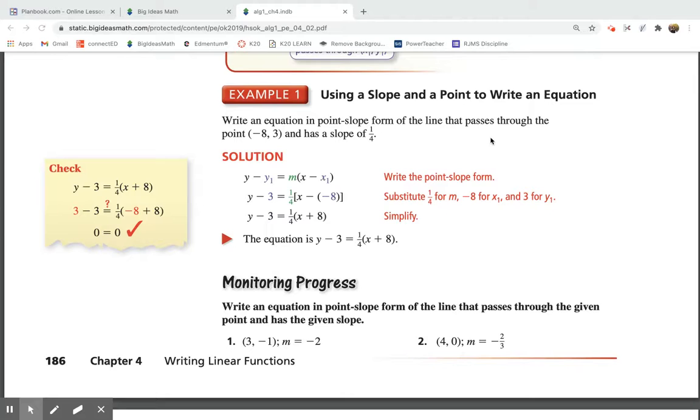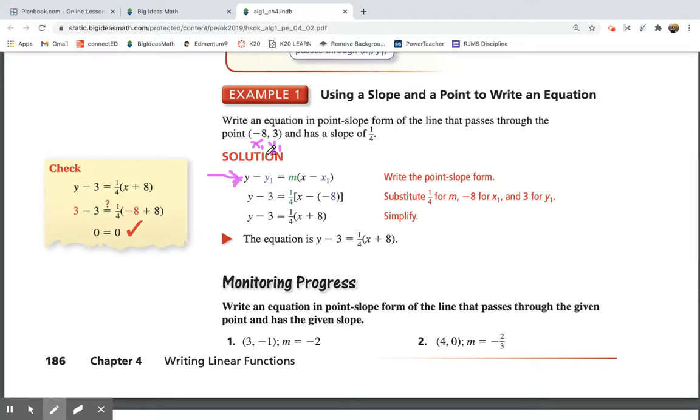It says using a slope and a point to write an equation. Write an equation in point-slope form of the line that passes through the point negative 8, 3 and has a slope of 1/4. So they go ahead and give us the information we need, point and slope. You start out by writing your formula. It helps, I promise, because then all you have to do is replace things. So y minus y1 equals m times x minus x1. x1 and y1 is your point. This is x1. Here's your y1.